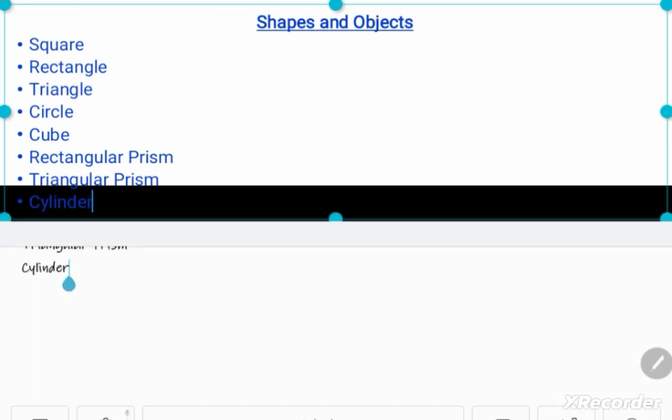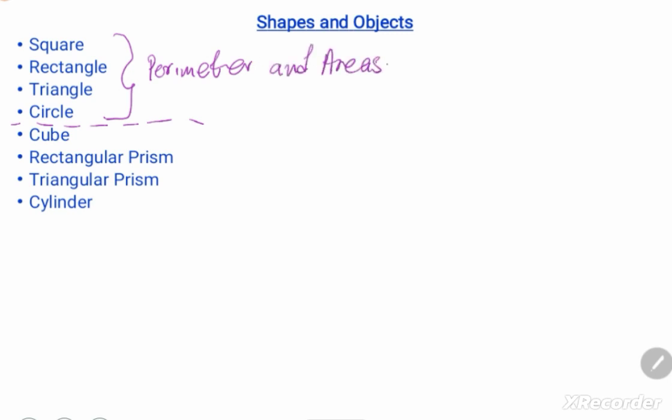In this lesson today, we are looking at shapes and objects. The shapes and objects that we'll be looking at include the square, the rectangle, the triangle, and the circle. So these shapes here are all called the two-dimensional shapes. So these four are called the two-dimensional shapes. In these four shapes, we are going to look at the perimeter and the area. So that's where the concentration is going to be.